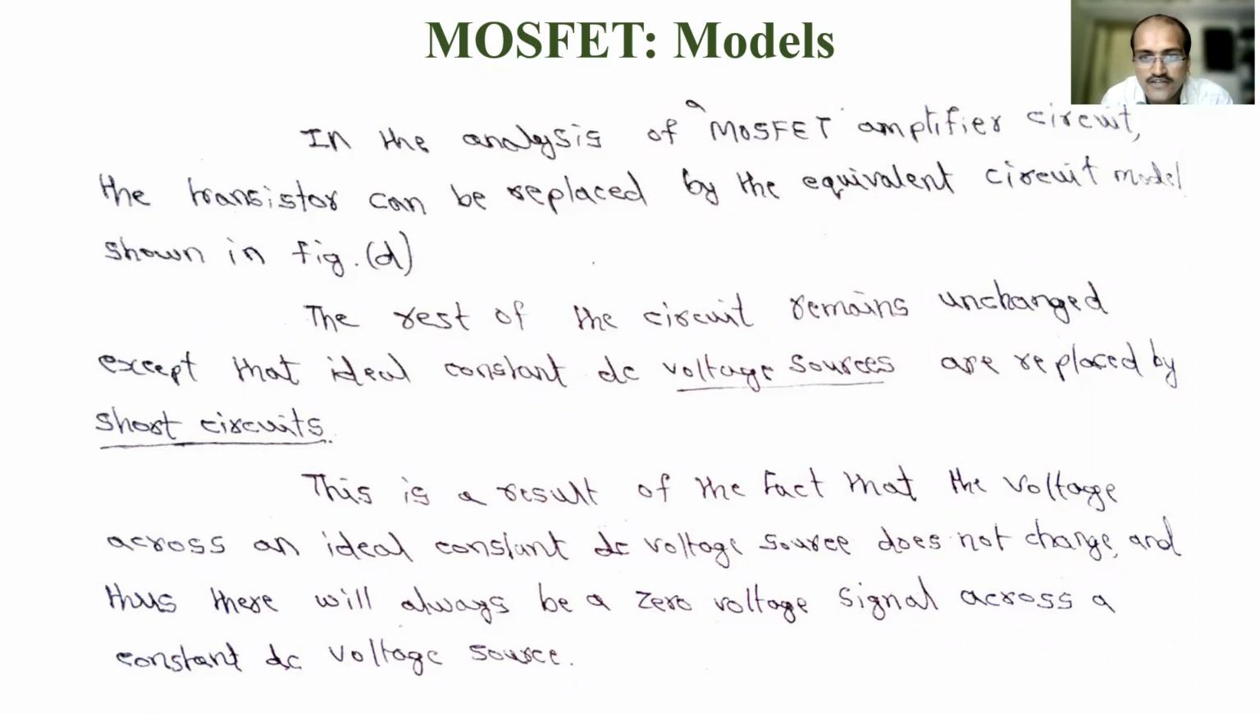Normally it is a two-port network. The additional thing is, if you have an ideal DC voltage source, it should be replaced by a short circuit. That means it's nullified. And if a current source is there, it should be an open circuit. This is a result of the fact that the voltage across an ideal constant DC voltage source does not change, and thus there will always be a zero voltage signal across a constant DC voltage source. These are the terms sometimes required to explain things, so write down as much as possible.